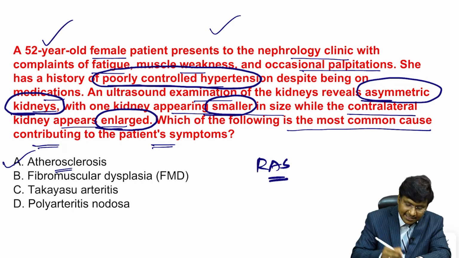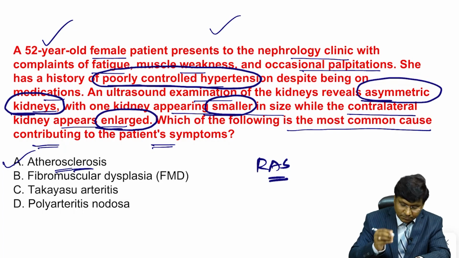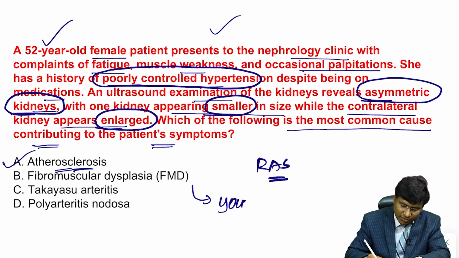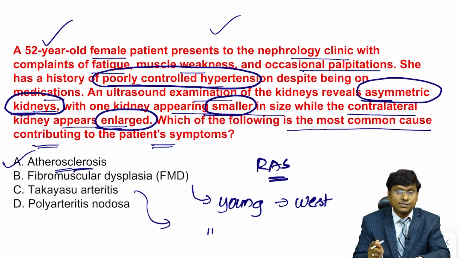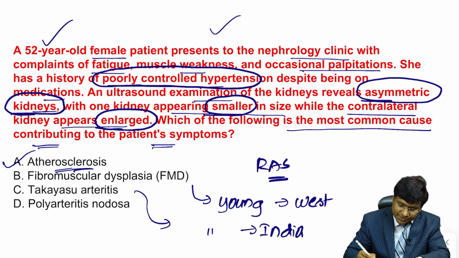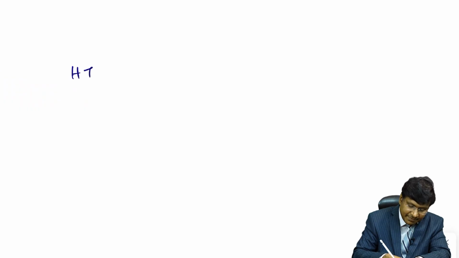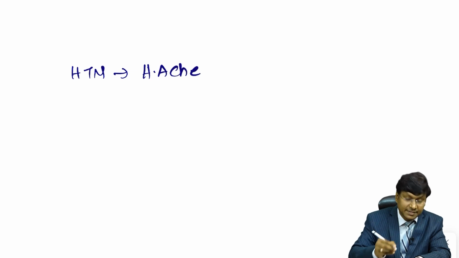Now, in elderly individuals, what is the most common cause for renal artery stenosis? That is atherosclerosis. Whereas fibromuscular dysplasia is a very common cause for renal artery stenosis in young individuals, and that too in the Western population. Whereas Takayasu arteritis is also the most common cause for renal artery stenosis in young individuals in India. And these patients will be having hypertension, and because of hypertension, they will be complaining of severe headache.